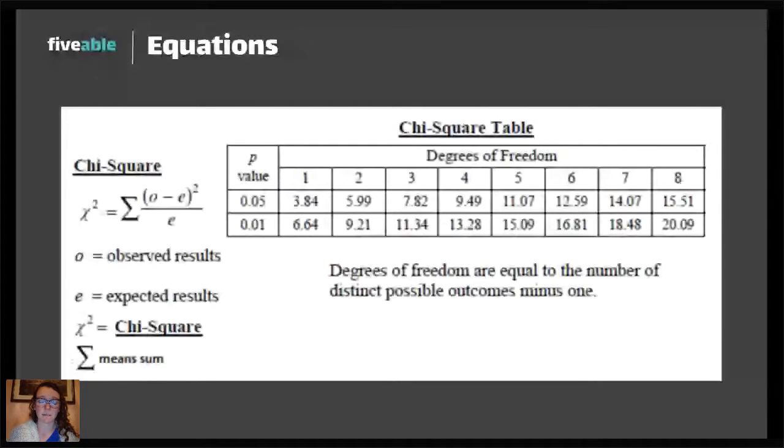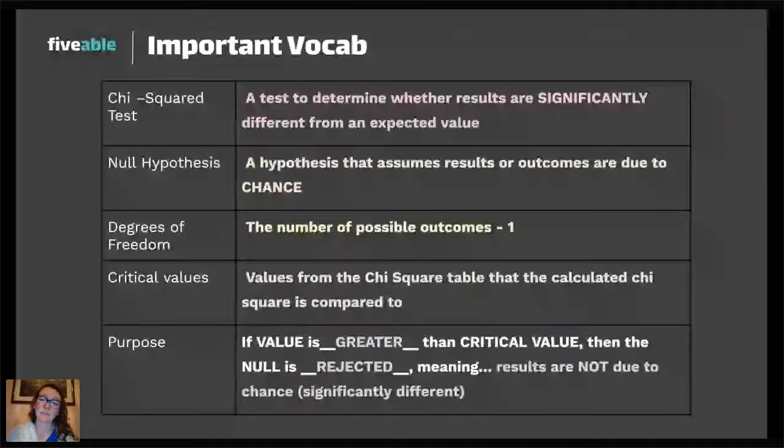Okay, so here's what all this mumbo jumbo means. All right, so chi-squared test we already talked about. It's a test to determine whether results are significantly different from an expected value, and it's statistical significance, which is what you need in the scientific community. Another thing that we're going to need to write out that you frequently write out for these problems is a null hypothesis. And a null hypothesis assumes that the results or outcomes are due to chance, okay? That they're not due to a variable or due to something else.